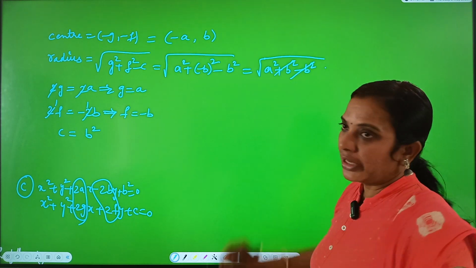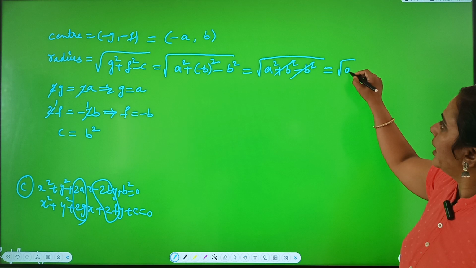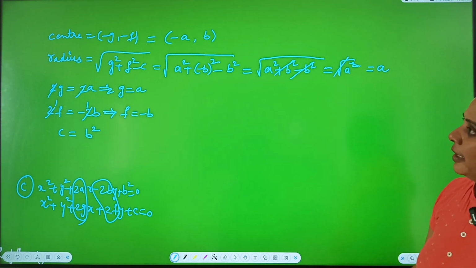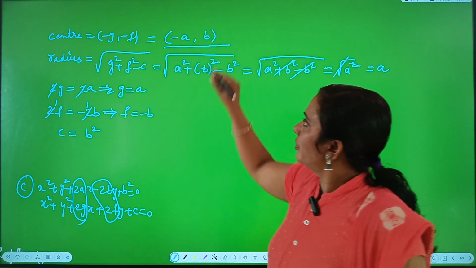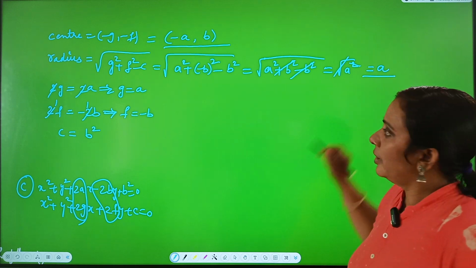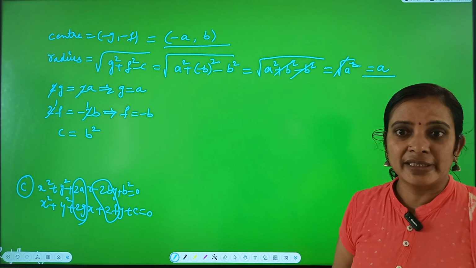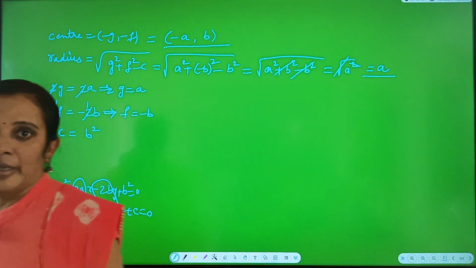Here minus b square plus b square cancel. What is that? Under root of a square. Square root cancels. What is the radius? A. Therefore, the center is minus a comma b, radius is a. This is the way to find the radius and the center from the given equation. Okay. Thank you.